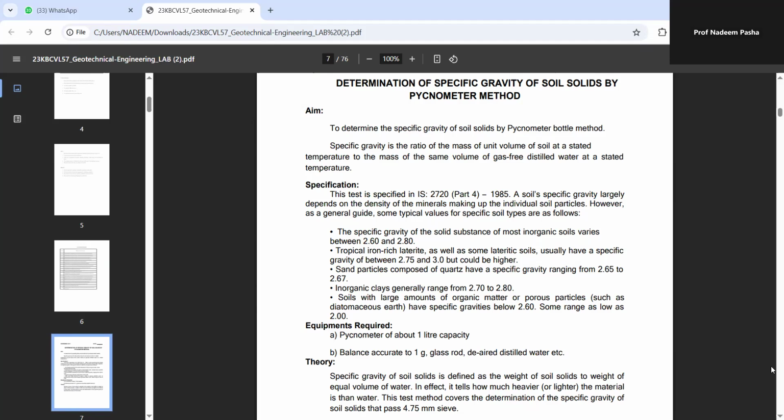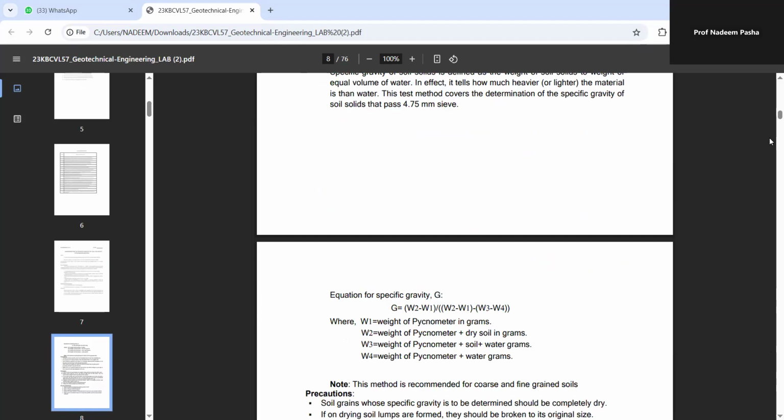Now, what are the equipments required in this experiment? Pycnometer of about 1 liter capacity, balance accurate to 1 gram, glass rod, de-aired distilled water. Not many instruments are used: only a pycnometer of about 1 liter capacity, glass rod, a balance accurate to 1 gram, and de-aired distilled water. Now, theory of specific gravity.